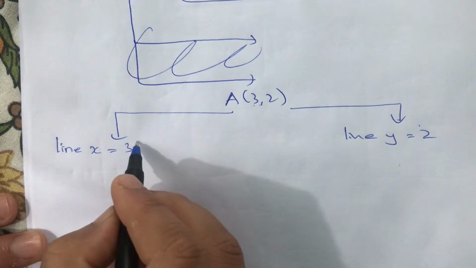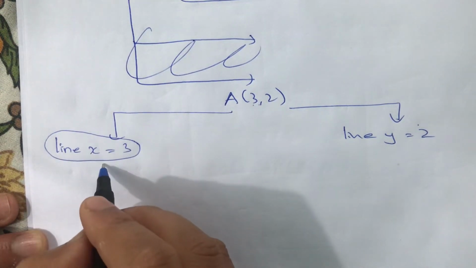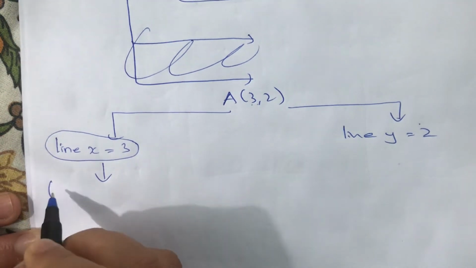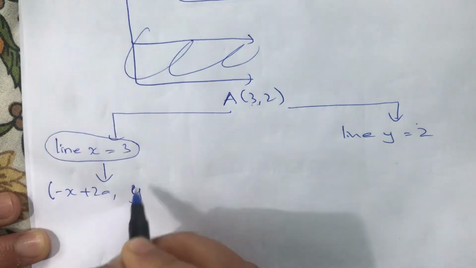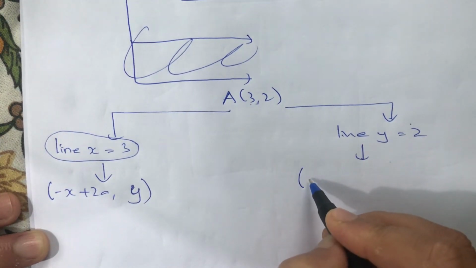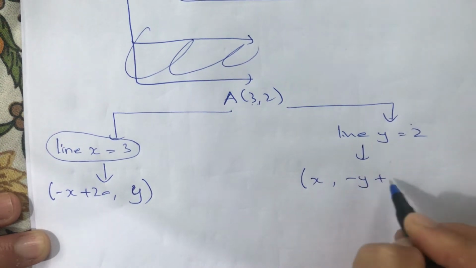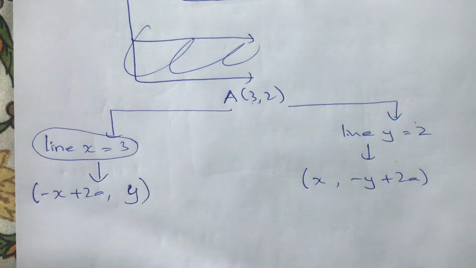Right, so whenever we have a line x equals 3, and you are reflecting a point on the line x equals 3, we know the formula is what? We have minus x plus 2a, comma y. That's the formula. And if it's y equals 2, we have the formula as x comma minus y plus 2a. I hope everyone knows this formula. Okay, if you do not know, just have a look at the previous tutorial.